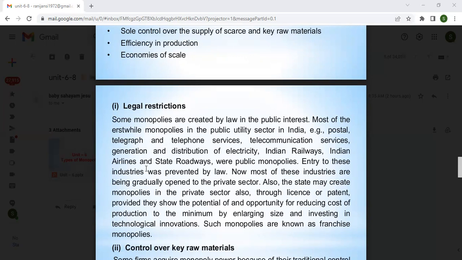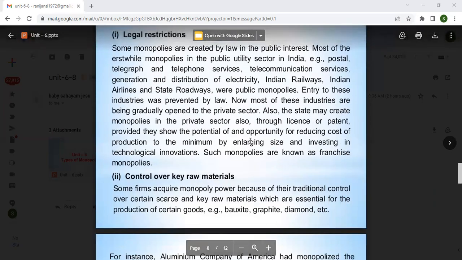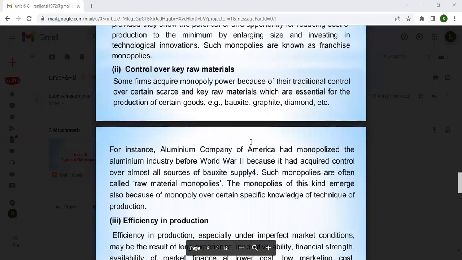Also, the state may create monopolies in the private sector too, through licenses or patents, provided they show the potential of reducing the cost of production to the minimum by enlarging size and investing in technological innovation. Such monopolies are known as franchise monopolies.